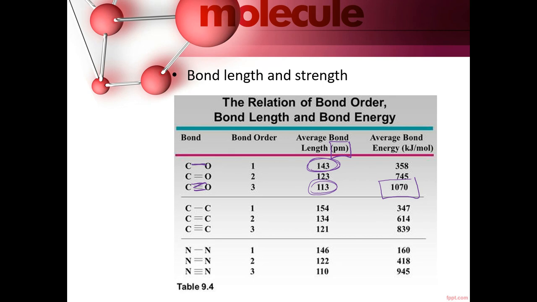So this is showing us that a single bond between carbon and oxygen is going to have a length of 143 picometers. The double bond, only 123, and then we shrink a little bit more for that triple bond, 113. The bond energy, the amount of energy stored in that bond, it's a single bond, 358. Double bond, 745. Triple bond, 1070. More energy stored in triple bonds. Less energy stored in single. And that's true not just of carbon-oxygen, but also carbon-carbon and nitrogen-nitrogen. We can see that the more we bond, the shorter it gets, and also the more energy is stored.